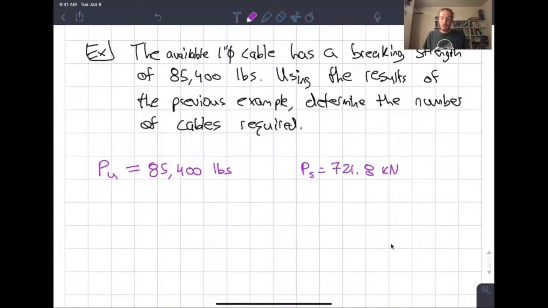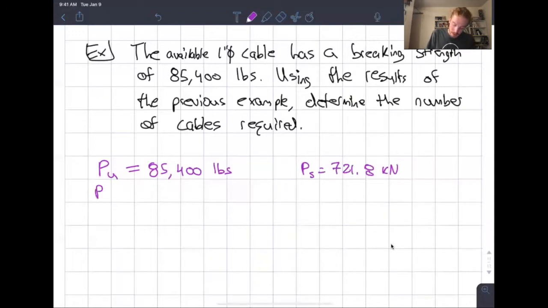Kilonewtons. But what do we see here? We have a mismatch in our units. So we need to convert from pounds to kilonewtons or vice versa. Since we're doing our bridge design in the metric system, we're going to go ahead and convert the pounds into kilonewtons. This is something that you'll run into a lot: a lot of the cable breaking strengths are oftentimes given in imperial units, and you'll need to convert them into SI units.